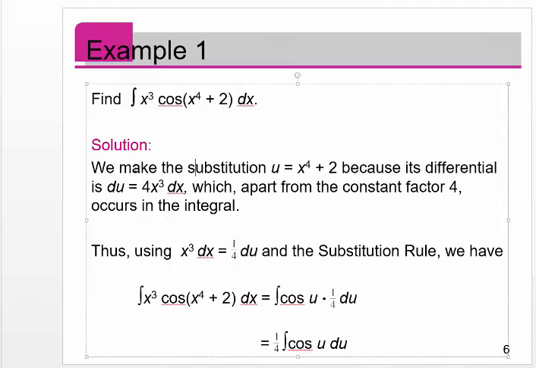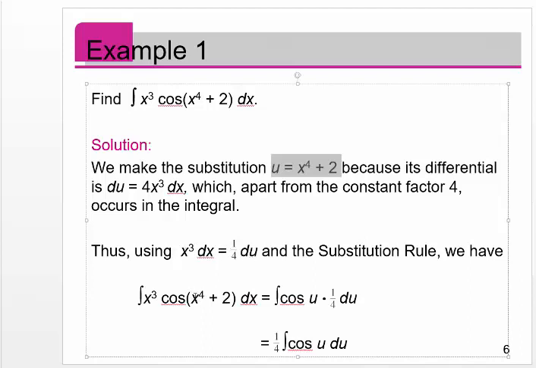All right. Well, let's see how we do this. Make the inside, the thing that's making it complicated, equal to u. So make the substitution u is equal to x to the 4th plus 2. When you differentiate it or find its differential, du is equal to 4x cubed dx. Well, check this out. I have an x cubed and a dx, x cubed dx. So apart from that constant factor of 4, it occurs in the integral. So all I have to do is take this 4 and divide it to the other side. So now I have x cubed dx is equal to 1/4 du.